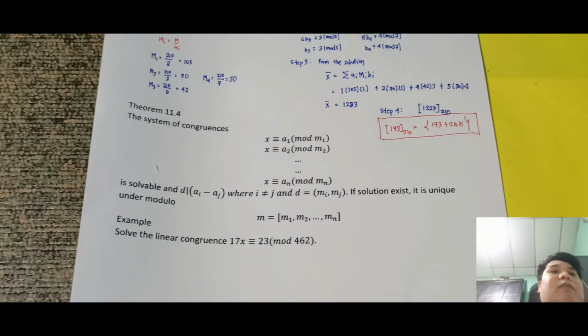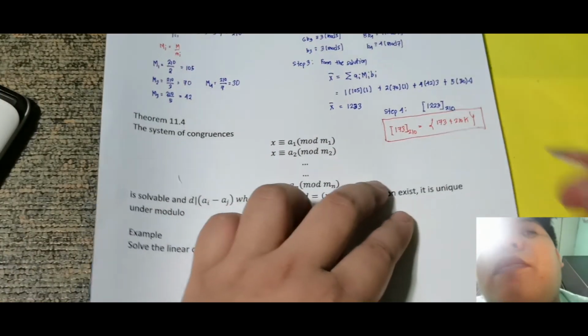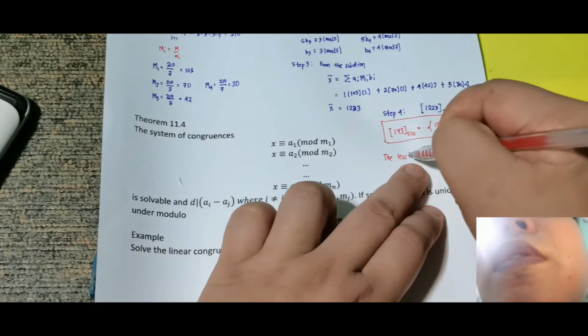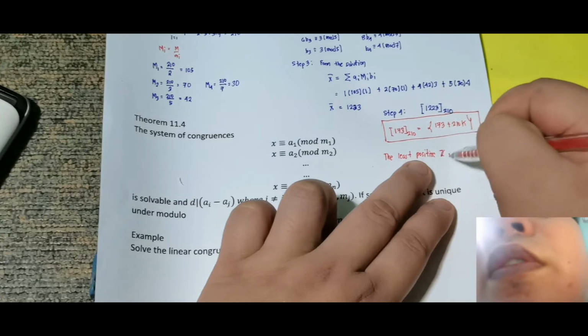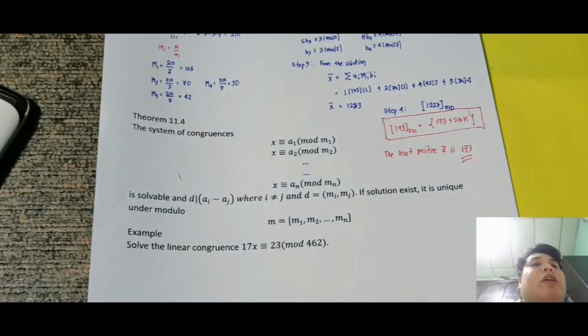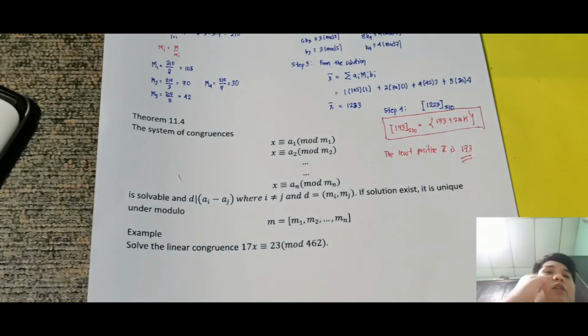Ito yung class representative ng lahat ng aking possible solution. Okay, so ganyan ko siya ina-apply dito. So hoping na nakita mo siya. Okay, so pag tinanong what's the least positive integer, that is 173. So the least positive integer is 173. Okay, so yan, okay lang naman yung sagot mo. Pero in general mas okay to kasi doon naman lahat yan. Tapos may intindihan ko pa.